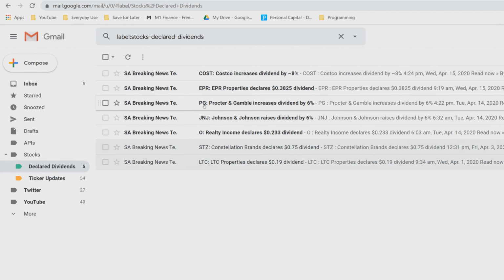We do have five companies that declare dividends. So Realty Income declared 23 cents here. Johnson & Johnson, it's actually going to be a raise. Procter & Gamble is going to be a dividend increase as well. EPR Properties declares a dividend. And then Costco increased its dividend. So let's go ahead and get started with Realty Income.